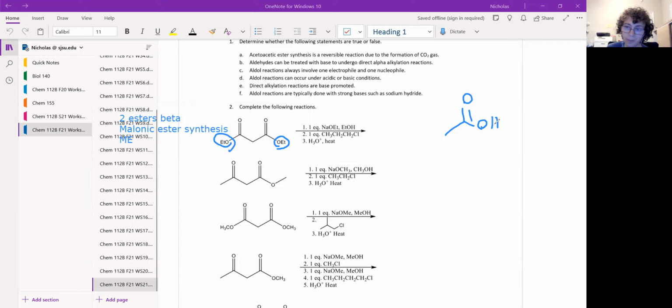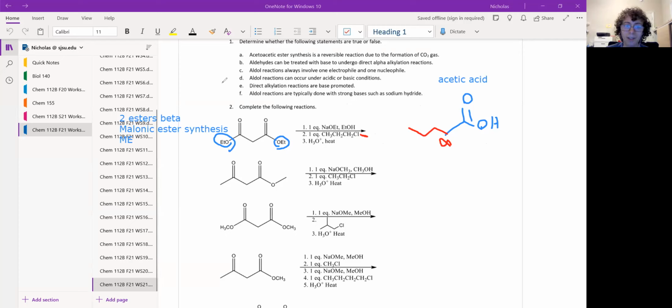Acetic acid is a part of it, and this is acetic acid, just a carboxylic acid with two carbons. And then the other part of the product in malonic ester synthesis is whatever alkyl group we added to the alpha position. So here we added propyl chloride, 3 carbons. So I'm just going to put a propyl group here at the alpha position, alpha to the carboxylic acid. And then that's the product.